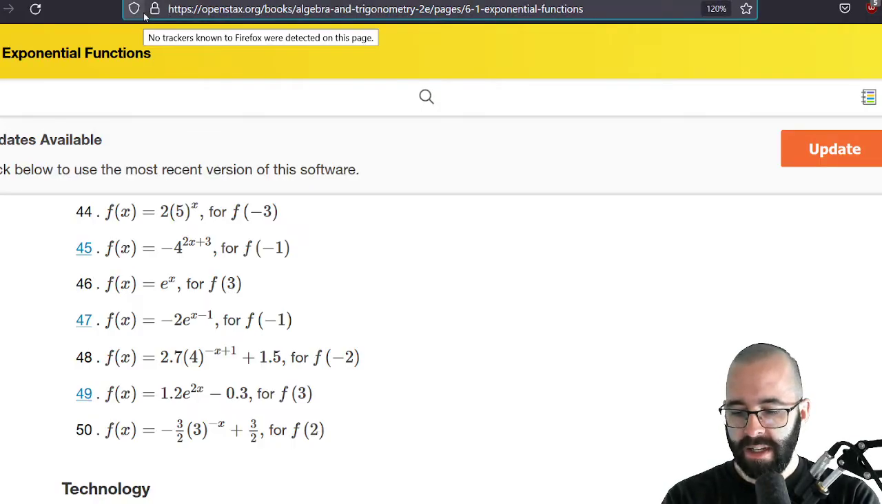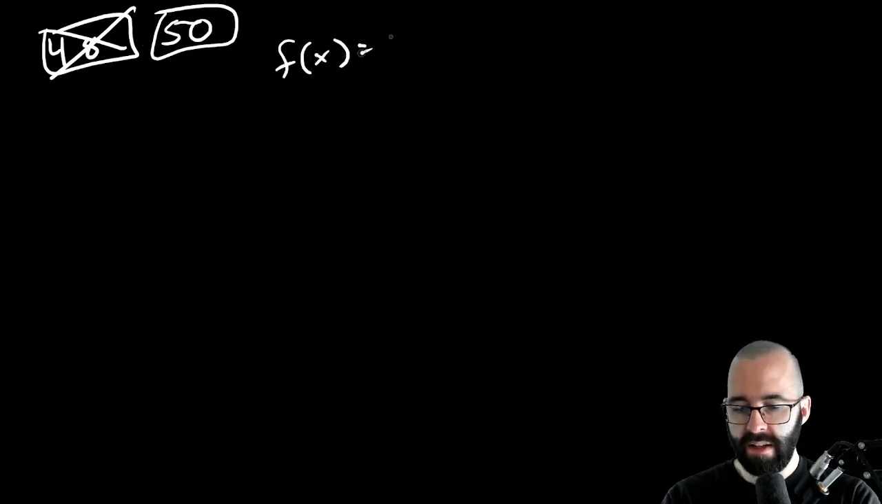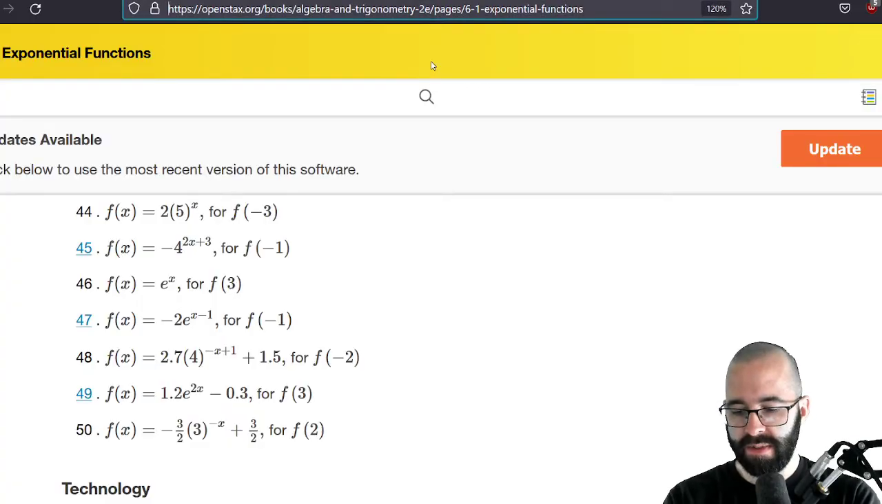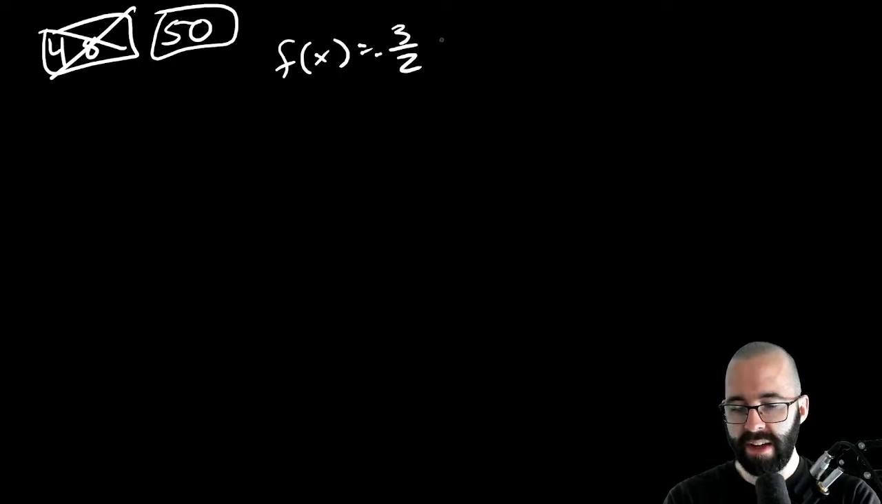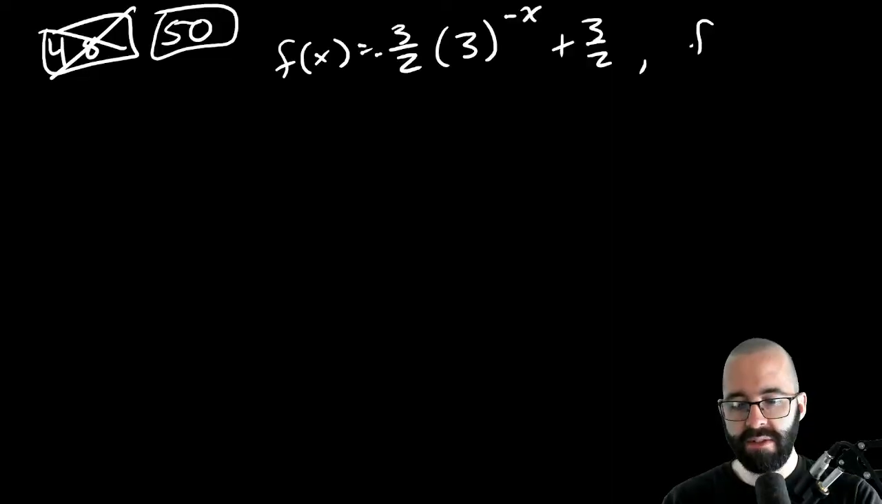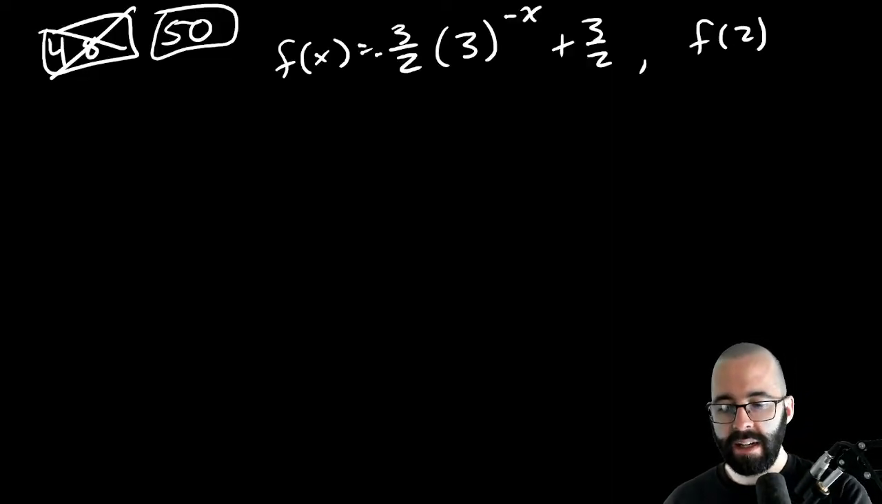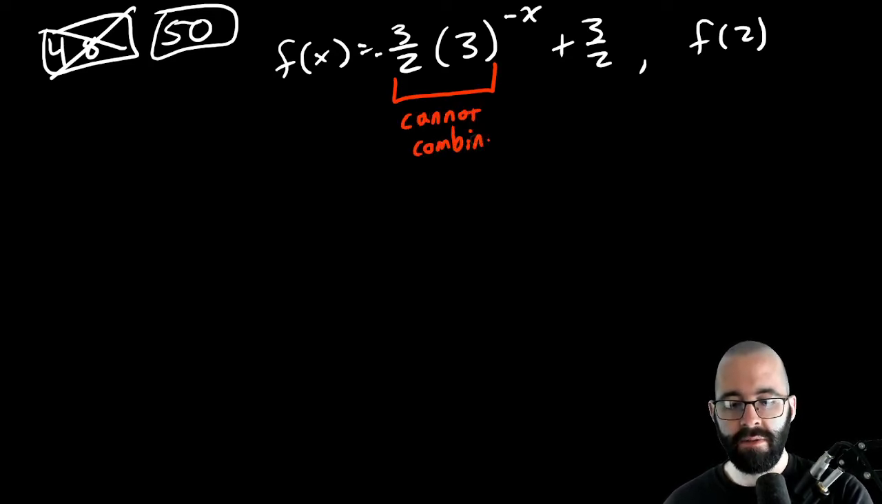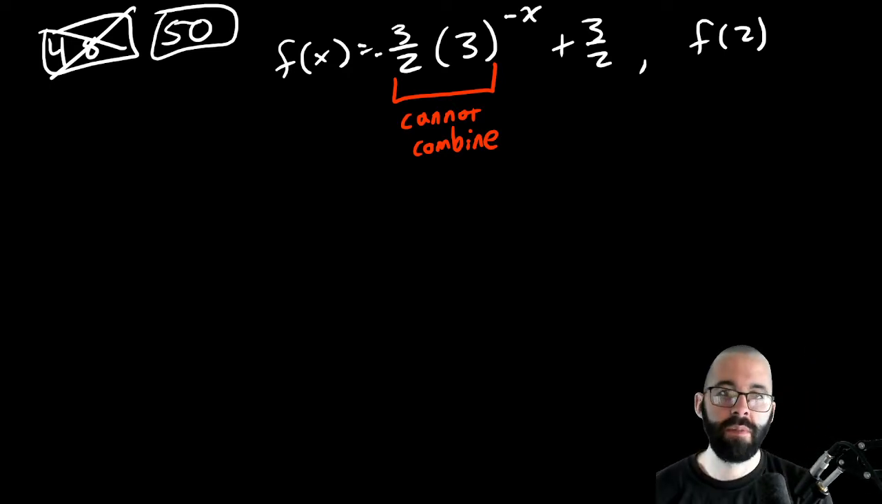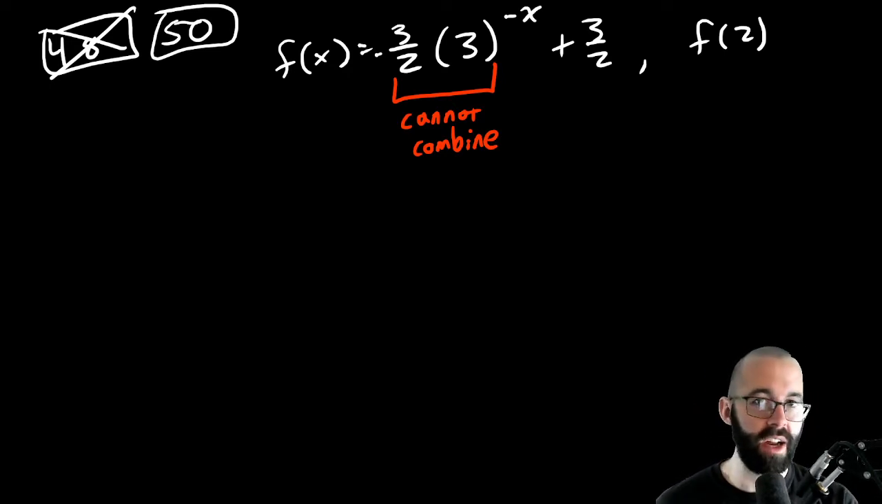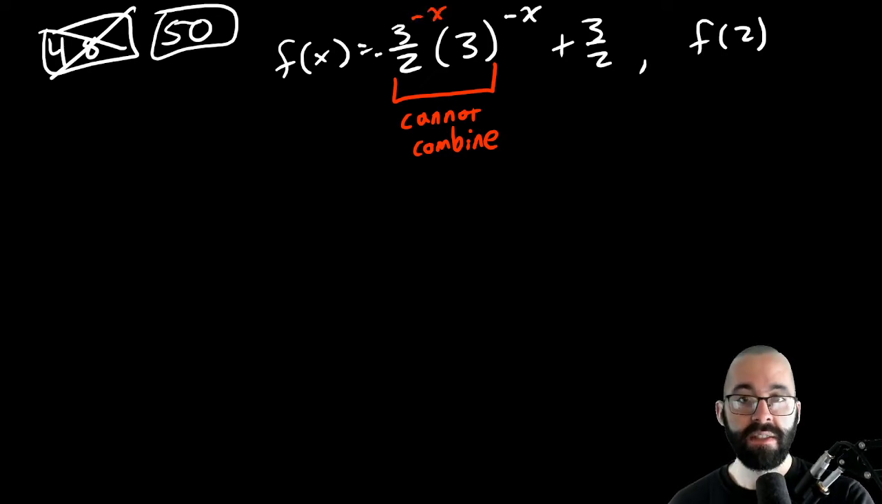That's going to be f of x equals 3 halves times, negative 3 halves times 3 to the negative x plus 3 halves. And you want to find f of 2. So again, as a reminder, we cannot combine these. It's very important here because one has an exponent and one doesn't have an exponent. If we had this, then we could combine, but we don't.